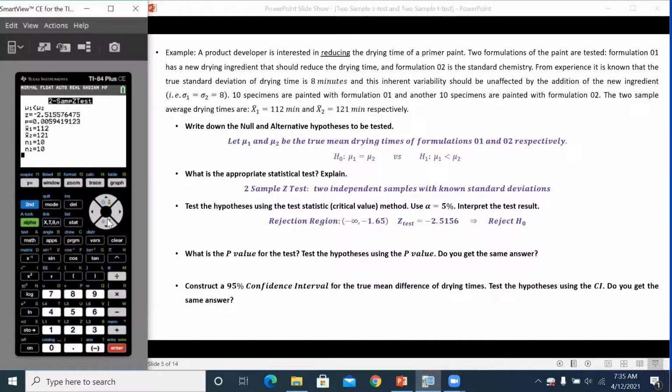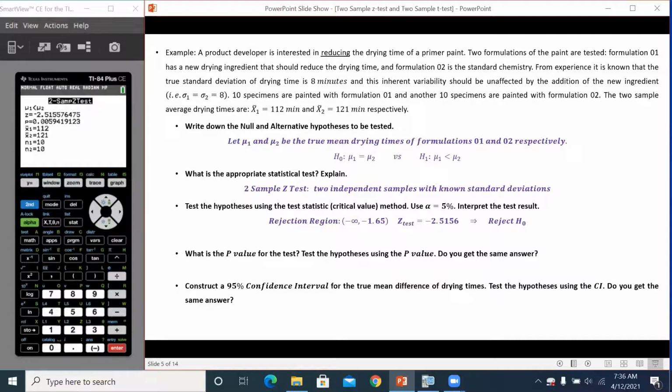Here is the calculator's output for the two-sample z-test procedure. Always start by reading the first line of the calculator's output. It should indicate your alternative hypothesis. First line says mu1 is lesser than mu2, which exactly is what we have as the alternative hypothesis. Therefore, we can go ahead and use rest of the output of this calculator. Alright, therefore the test statistic is negative 2.5156, which is clearly in the rejection region. Therefore, we reject the null hypothesis.